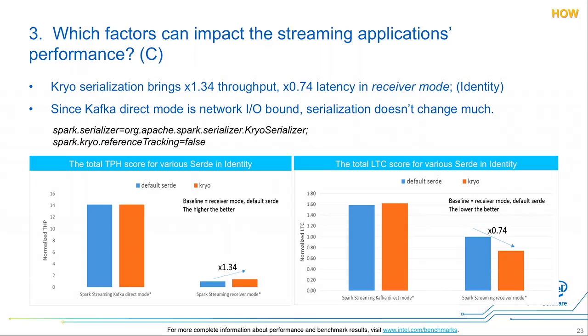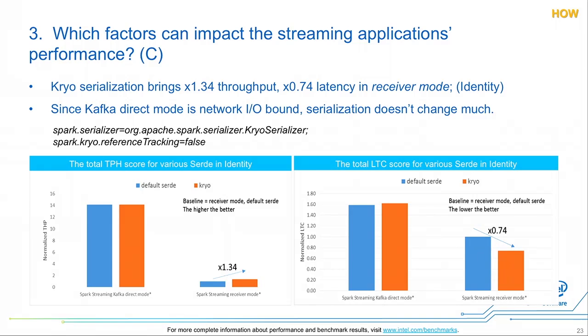Especially for the receiver mode, we can see the Kryo serialization can bring a certain throughput increase and also shorter latency. But as I mentioned, for the Kafka direct mode, especially for this workload, since the network is the bottleneck, the Kryo serializer doesn't change your final score much.